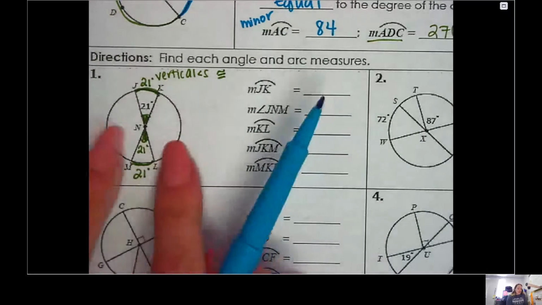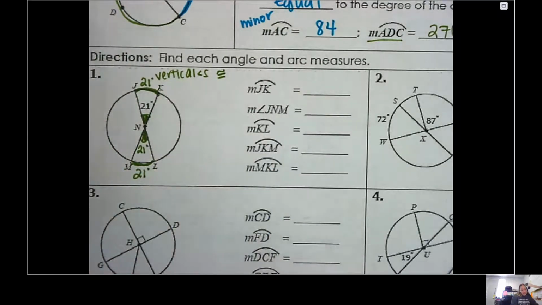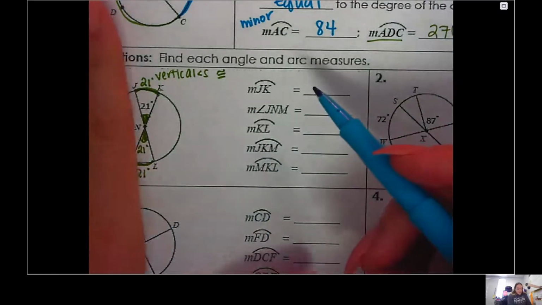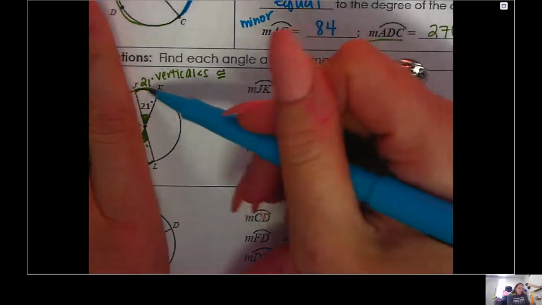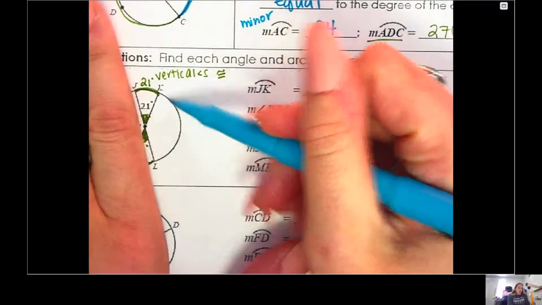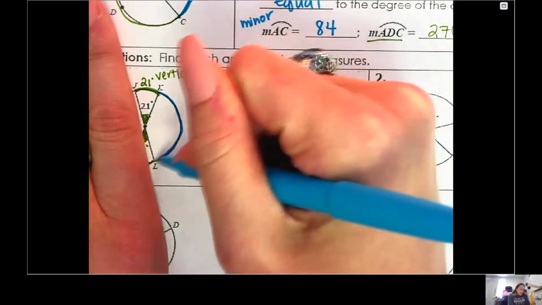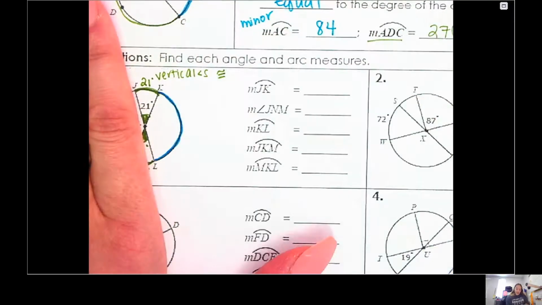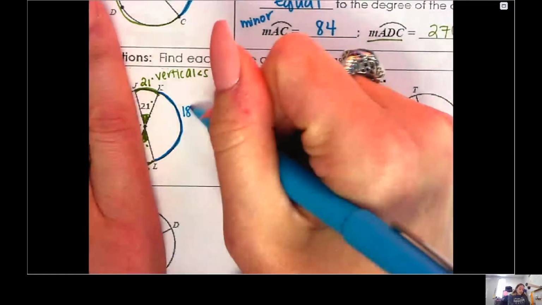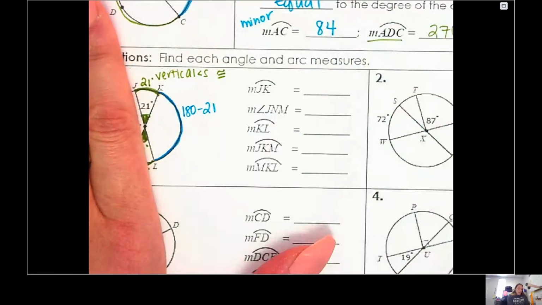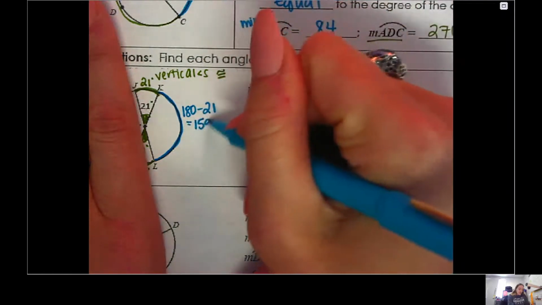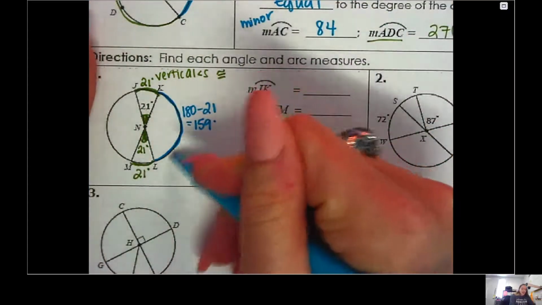Because 180 plus 180 will give me 360. So if I'm looking at just this piece here, if you know that you've already used up 21 of the 180, what you can do to figure out this leftover piece right here from K to L is you can take 180 and subtract the 21. And if I do that, I'm going to get 159. So I already know that this arc is 159.